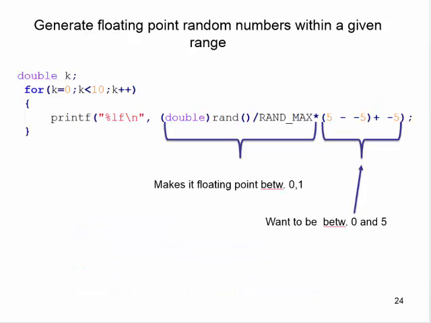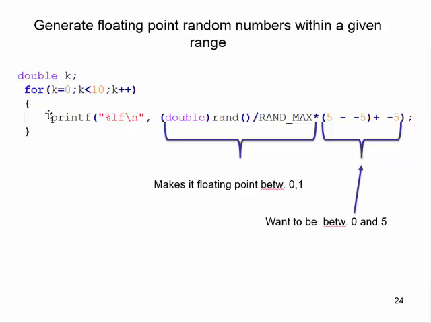That's good. What if I want fractional things? Like a lot of games want random numbers between 0 and 1. Here's how you would get a floating point number. Now remember, floating point just means that it's fractional. It has a decimal point in it. That's what floating point means. Doubles are floating point numbers. Double data types are floating point numbers.